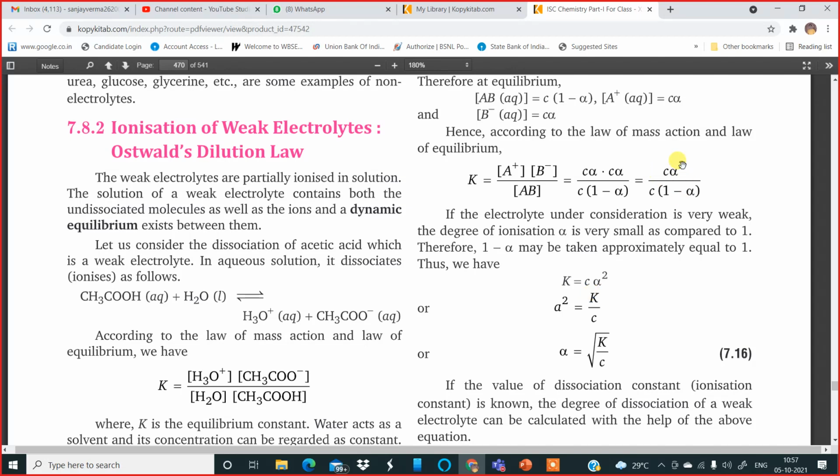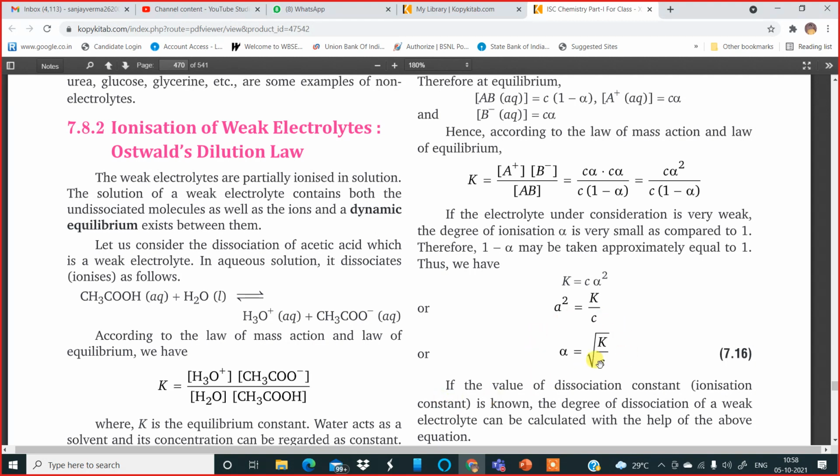Okay, C alpha square by C into (1 minus alpha). So we get K is equal to C alpha square, or we can say alpha square, because this C and this C are cancelling. So alpha square is K by C, so alpha is root under K by C. So this is the law which we are talking about.